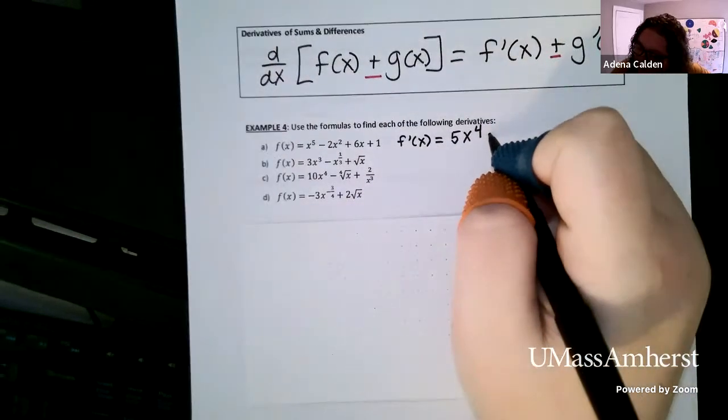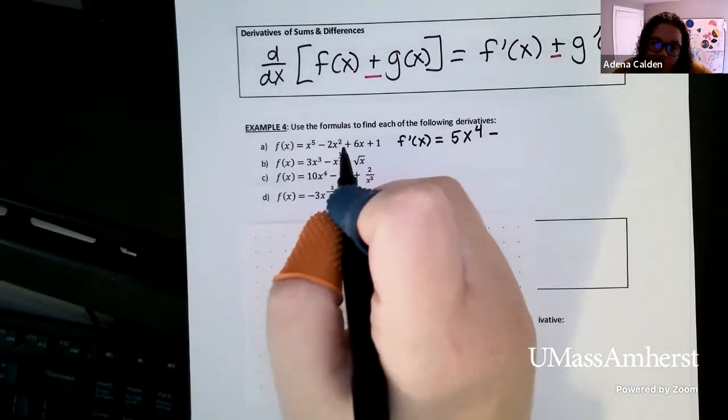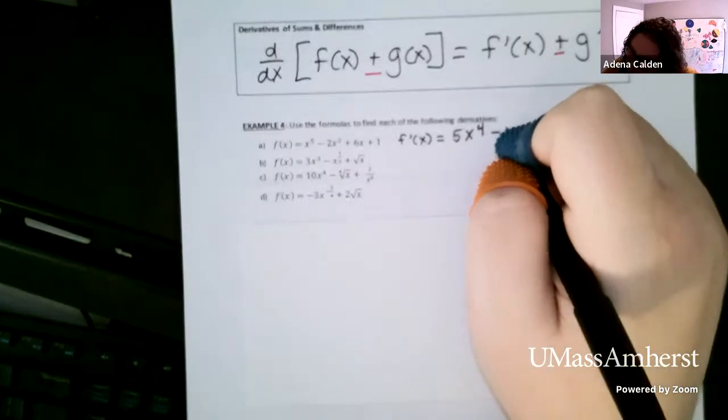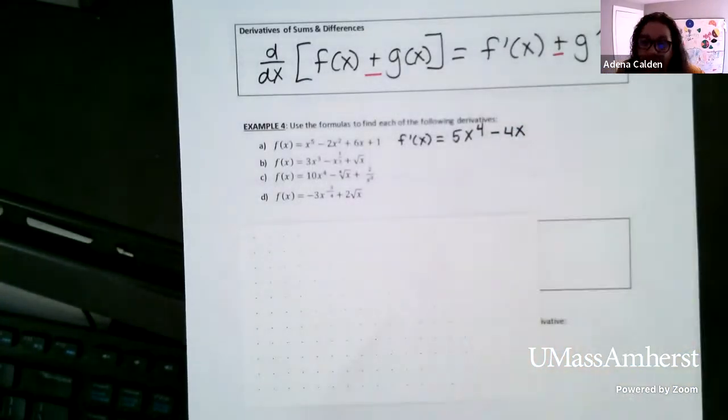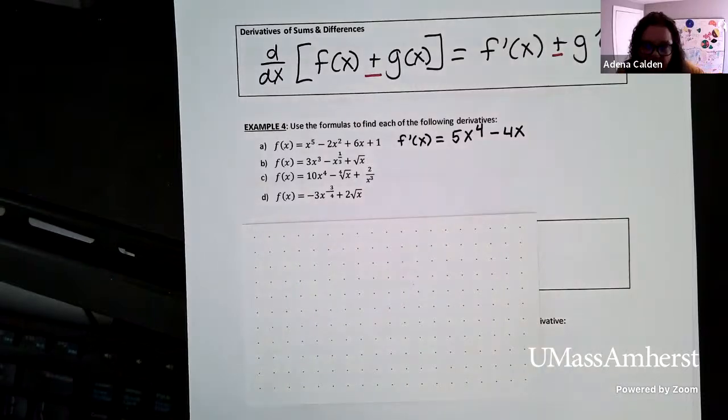For our next term, we're going to be using the constant multiple rule with the power rule. So the 2 comes down, multiplies the 2 in front. We get 4x to the first power. Again, we don't usually write the first power. You can. It's not wrong if you do. But conventionally, we don't write the 1 power.